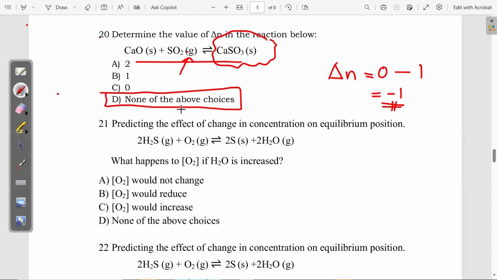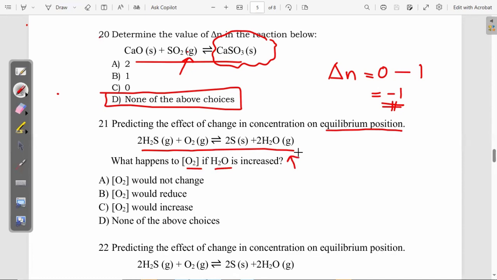And then 21, predicting the effect of change in concentration on equilibrium position. Okay, so I've been given this equation. I'm very sure it's balanced because I can see a 2 there, a 2 there. So this one is balanced definitely. Here we are using Le Chatelier's principle. They're saying what happens to the concentration of oxygen here, which is a reactant, if water is increased. So if they increase water here, what will the reaction do?